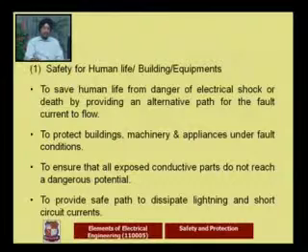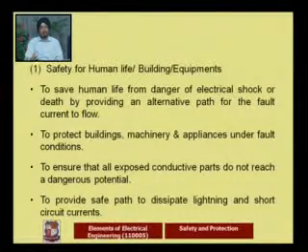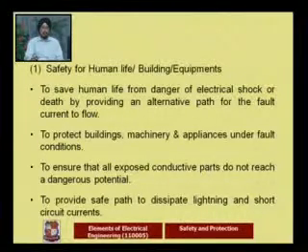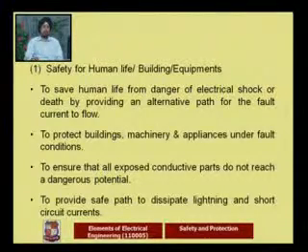First one, safety for human life: to save human life from the danger of electric shock or death by providing an alternate path. Current always prefers to flow through the low resistance path, and if earthing is provided properly, it creates the low resistance path, and all the fault current or leakage current will flow into that one. The human body is not going to feel the shock.